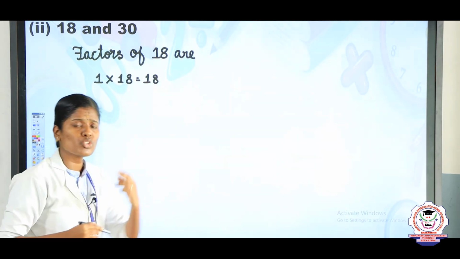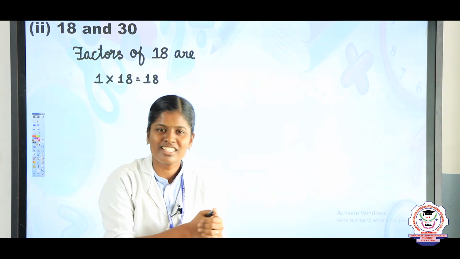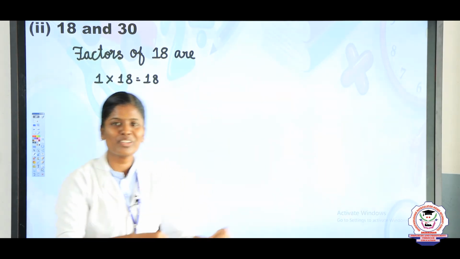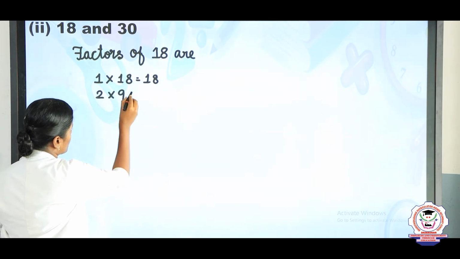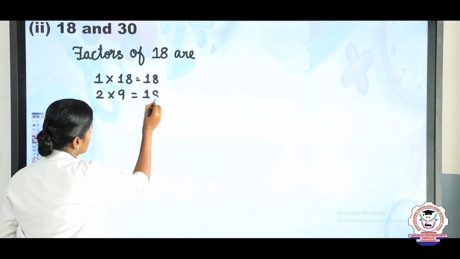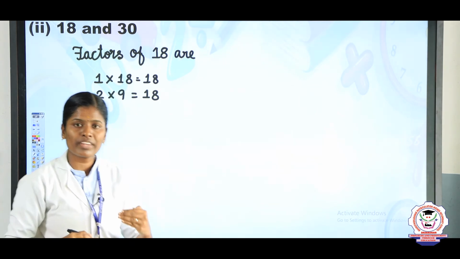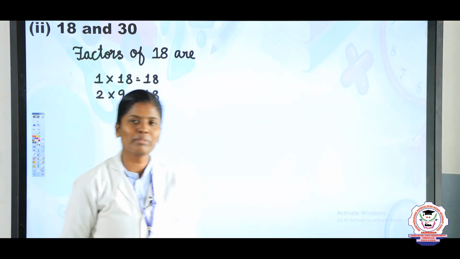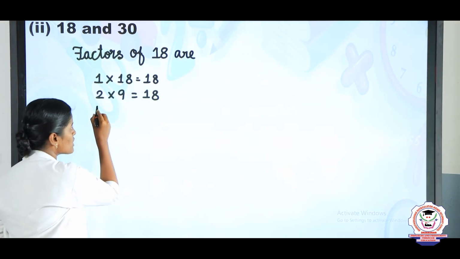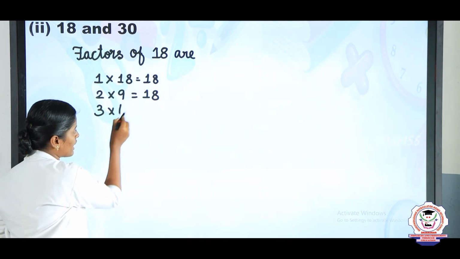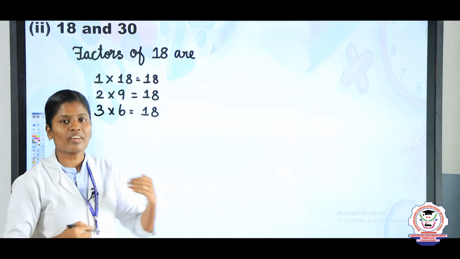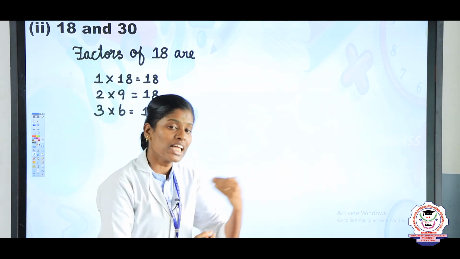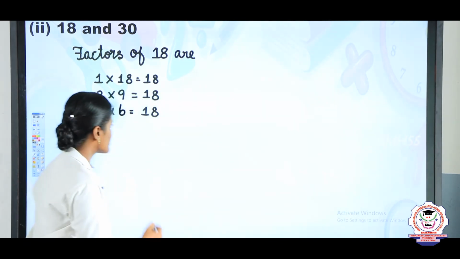Now tell me Bhupesh, 2 table has 18. Yes dear, how many times? 2 9s are 18. Now tell me Pratish, 3 table has 18? Yes, 3 table has 18. So how many times? 3 6s are 18. Next we will take 4 table. 4 table doesn't have 18, and then 5 table doesn't. Then straightaway we will take 6 table.